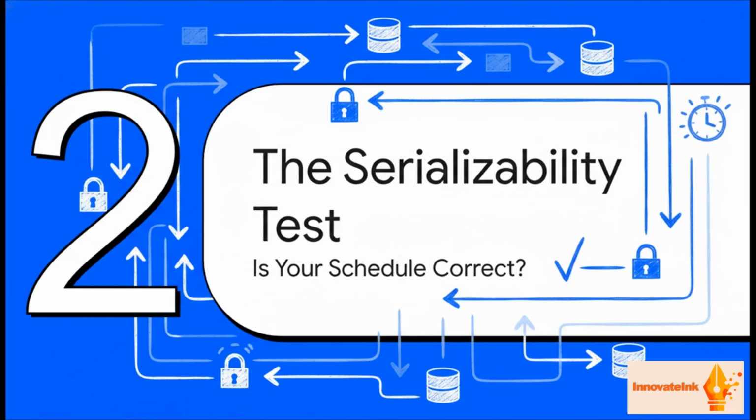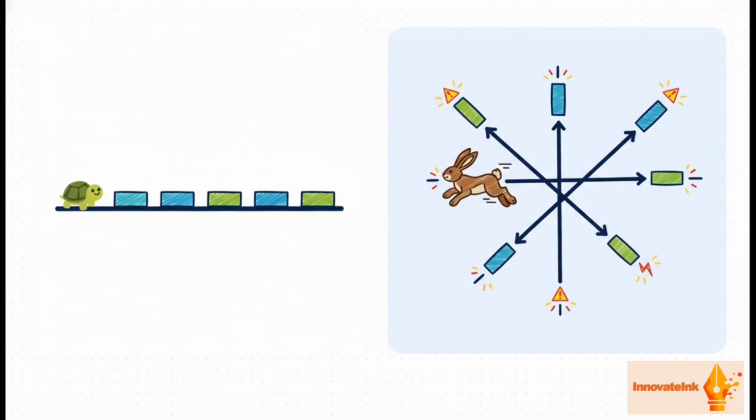Okay, so following those ACID rules is pretty straightforward if you just do everything one at a time. But that is incredibly slow. The real magic and the real challenge is getting that speed and performance by mixing operations from different transactions together, all while keeping the data correct. The exact order of operations is called a schedule. On the left, you've got a serial schedule. It's safe, predictable, and slow. On the right, you've got a concurrent schedule. This is way more efficient because operations are interleaved, but as we saw, it's a minefield of potential problems.